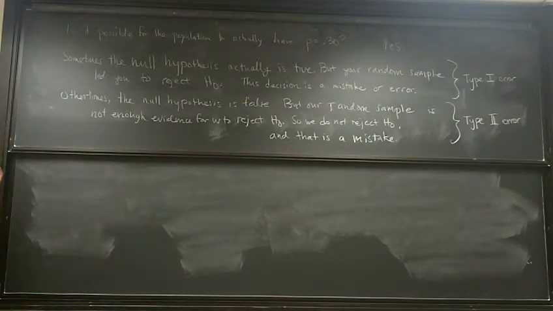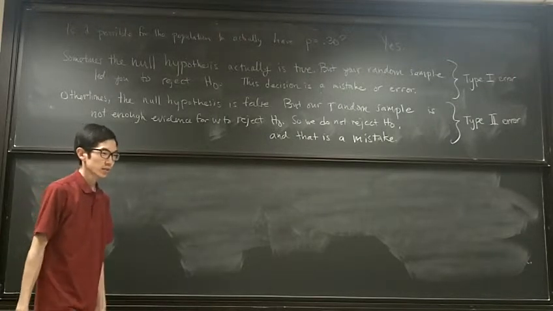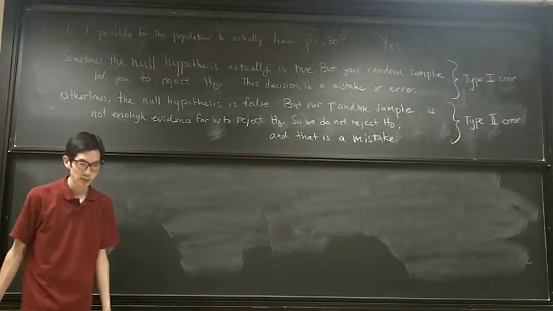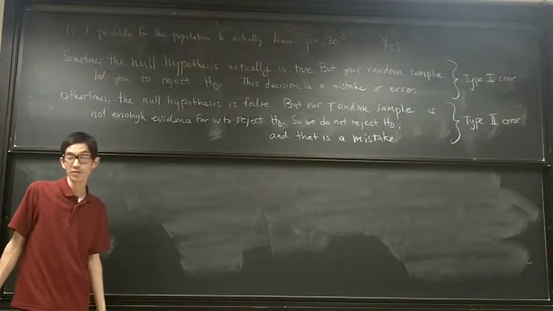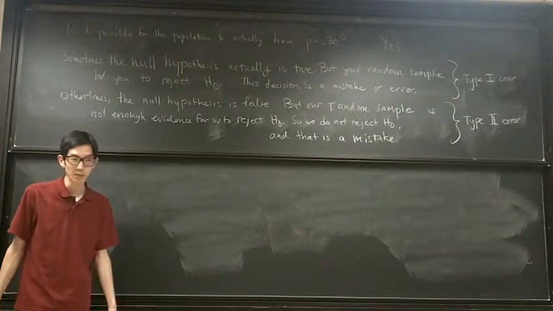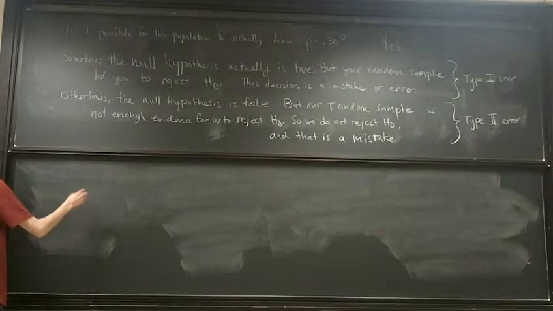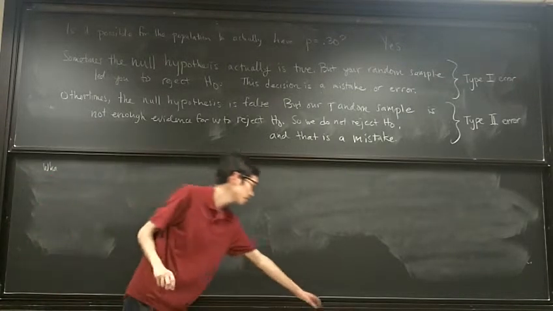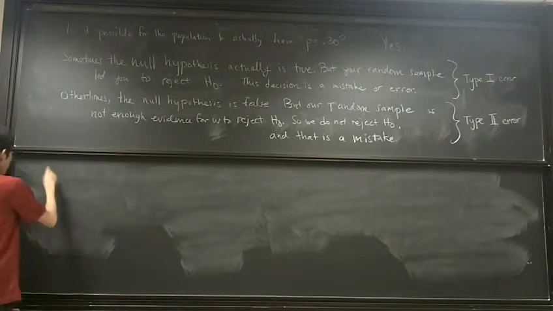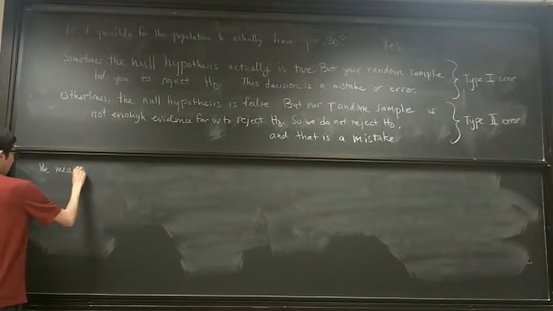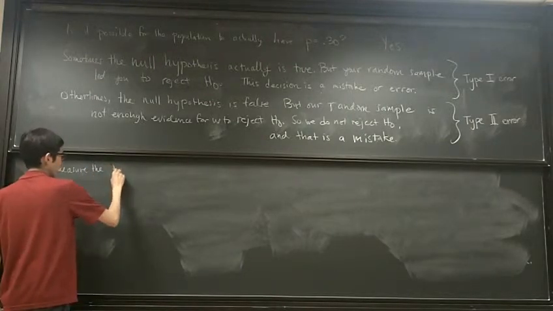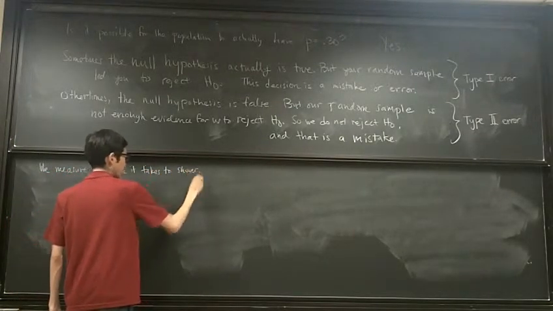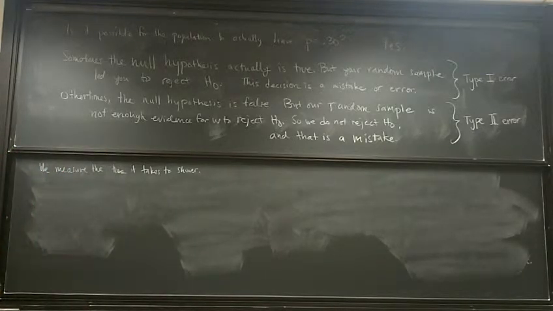So let's say today's quiz we saw a two proportion hypothesis test. But on the final you might see a two sample mean hypothesis test, right? So on that one, I would say, say we measure the time it takes for someone to take a shower. So we're going to have two groups.